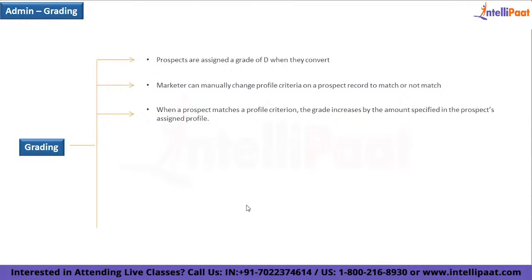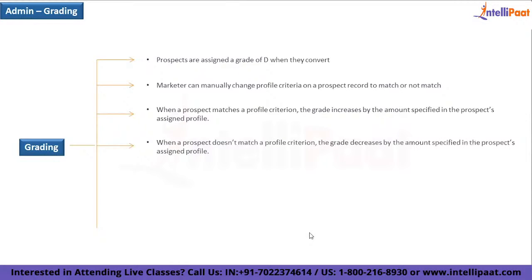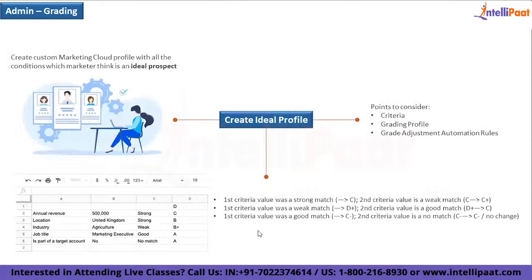So these are all the points we can keep in mind. Apart from that, when a prospect doesn't match a profile criteria, the grade decreases by the amount specified in the prospect's assigned profile. Now, if you want to look back, let me go back here so that you can take a good look into it. This is where it all boils down. When I'm saying how to create the ideal prospect, these 3 points are very important: you need to look at the criteria, the grading profiles, and also grade adjustment automation rules.